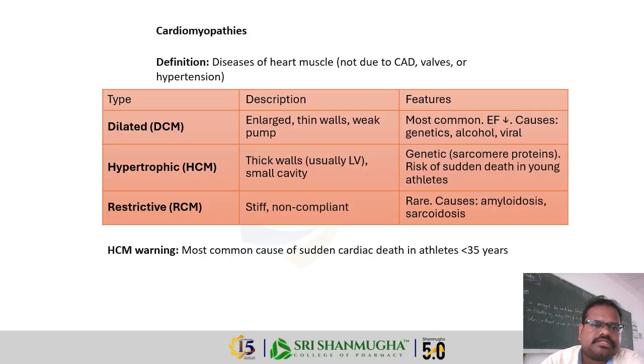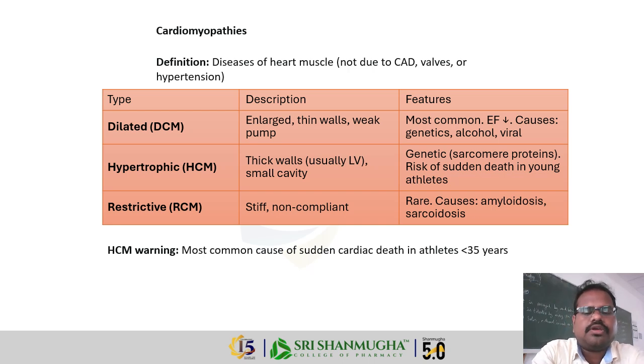Going into the next slide, cardiomyopathies. These are diseases of the heart muscle. We can see three types. That is dilated, that is enlarged, with thin walls or a weak pump. And a hypertrophic type, that is thick walls. Generally the heart muscle will be thick with a small cavity. There is no space for blood.